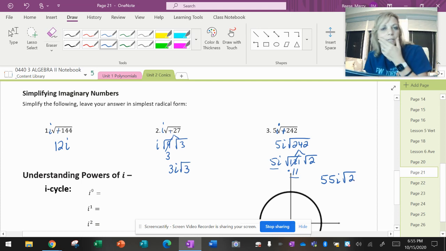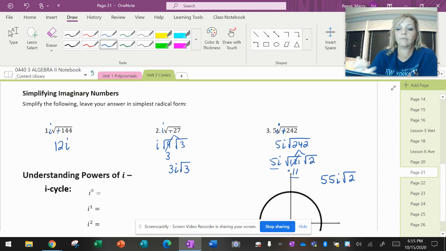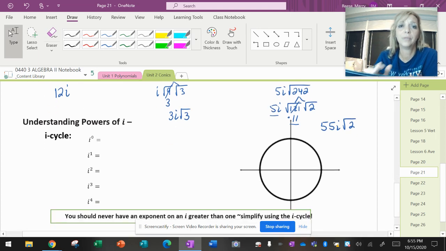Now, do you notice how I did that? The i is almost like a variable. So like if I had said 5x times 11, you would have said 55x, right? So instead of an x, it's an i. Okay, so when you go to multiply, think of it almost like a variable, all right? It's not really a variable because it means something very significant here, but you get my drift.